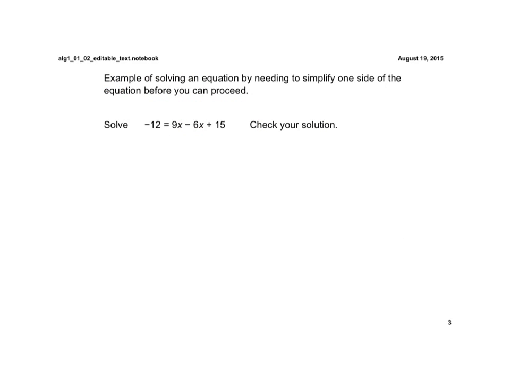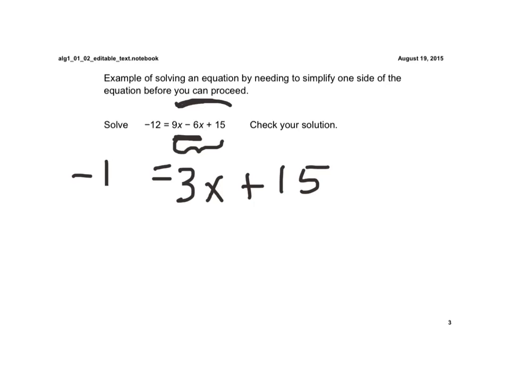Another example here. If you look at the right side of the equation, there are terms that are alike that are not combined. So the first thing we need to do before we can use inverse operations is combine like terms on the right side of the equal sign. The like terms are the two x terms, 9x minus 6x, and we're just subtracting those. 9x minus 6x is 3x plus 15. And on the left side, we still just have a negative 12. So now we're ready to solve.